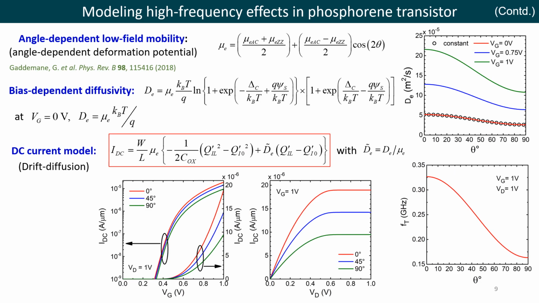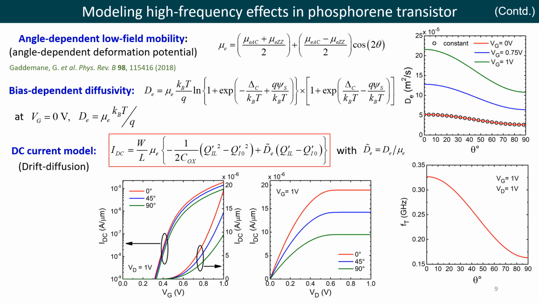The anisotropic character of phosphorine is also reflected in the mobility profile. We model this angle-dependent low-field electron mobility arising from the anisotropic deformation potential using the given equation: mu e equal to (mu e AC plus mu e ZZ) by 2 plus (mu e AC minus mu e ZZ) by 2 into cos 2 theta. Here mu e AC is the electron mobility of phosphorine along the armchair direction and mu e ZZ is the same along the zigzag direction. We calibrate this equation against the data provided by Gatteman et al.